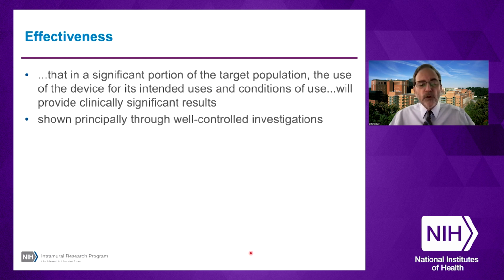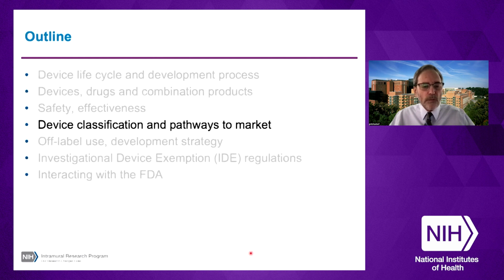And this is typically shown through well-controlled investigations. And I would mention here that well-controlled investigations does not necessarily mean a randomized controlled trial. It could be a historical control trial. There may be performance criteria that it can meet in a single-arm study potentially.